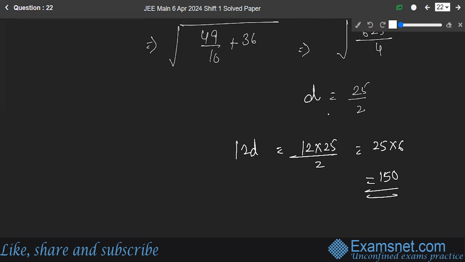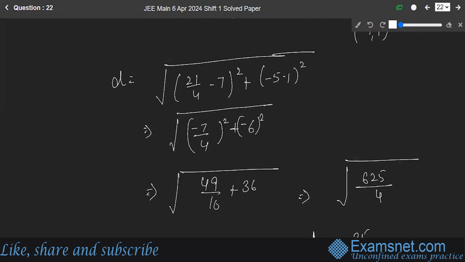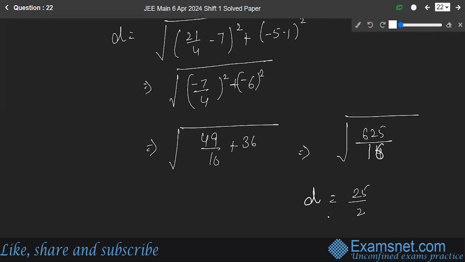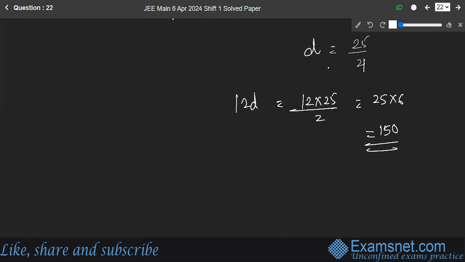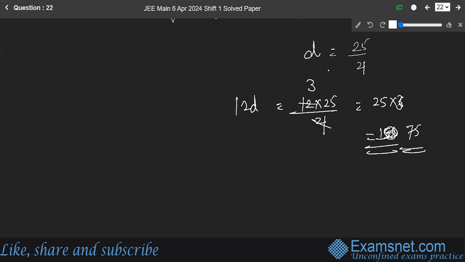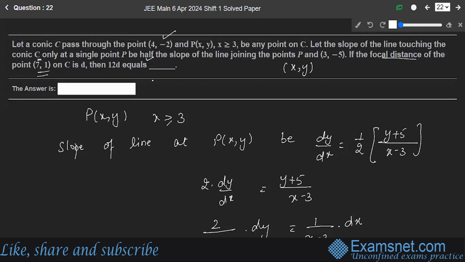150. Wait, I did something here. Here was 16, not 4. Sorry. There was 16 over here, and it should have been a 4 over here, and a 4 over here, and this will cancel at 3. So this will be 3 over here, which will give me the answer as 75. All right. So this is the right answer to the question. Hope you got that. Let's move to the next question.